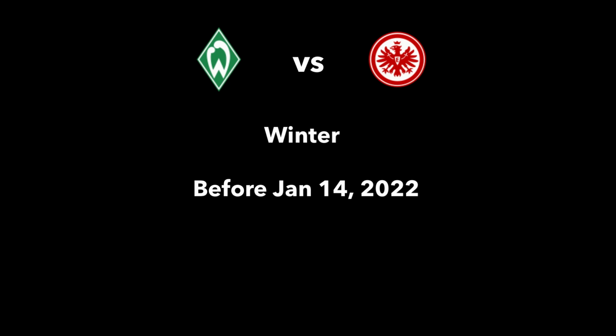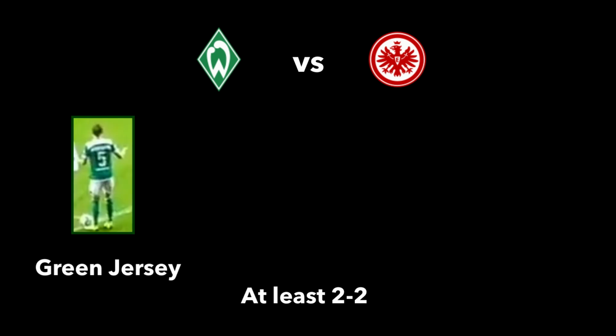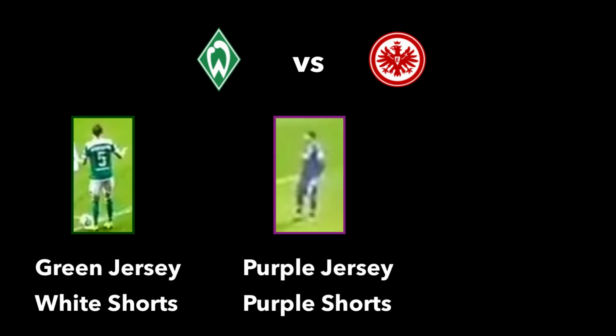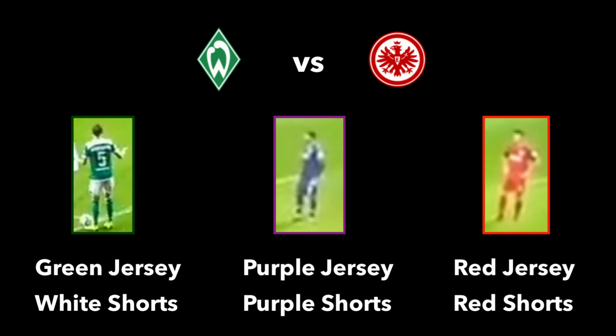We've got Werder versus Frankfurt. It's during the winter season sometime prior to January 14th, 2022, and most likely before the spring of 2020 due to the pandemic. The match was played at Werder Stadium, and the final score had to have been at least 2-2. Werder had green jerseys and white shorts. One of the goalkeepers had a purple uniform, and Frankfurt was wearing all red.